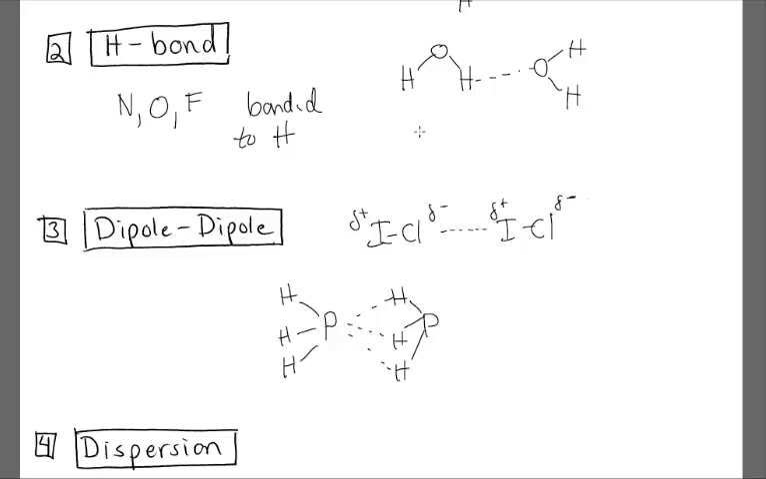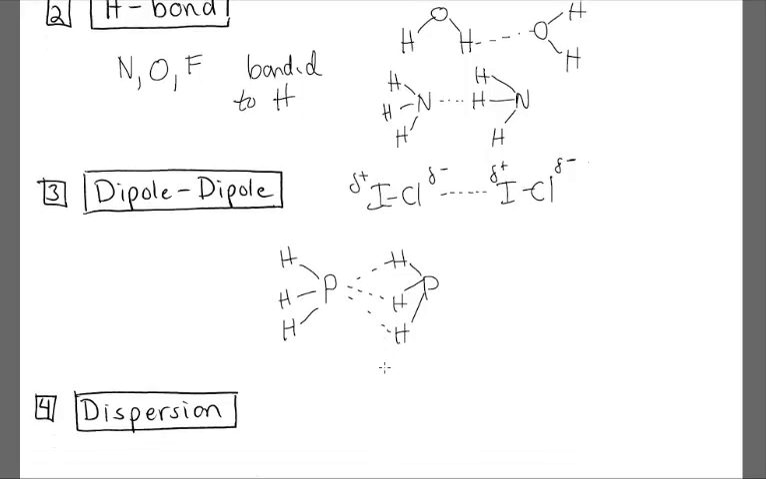Another example of that would be ammonia, which is going to look a lot like we did for PH3 down here, except that it's much stronger. And it's much stronger because nitrogen is much more electronegative than phosphorus. So that's a similar type of interaction, but it's much stronger. It's hydrogen bonding. So anytime you have nitrogen, oxygen, or fluorine bonded to hydrogen, you can have hydrogen bonding.